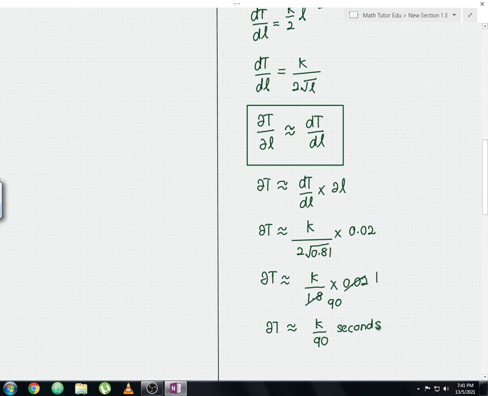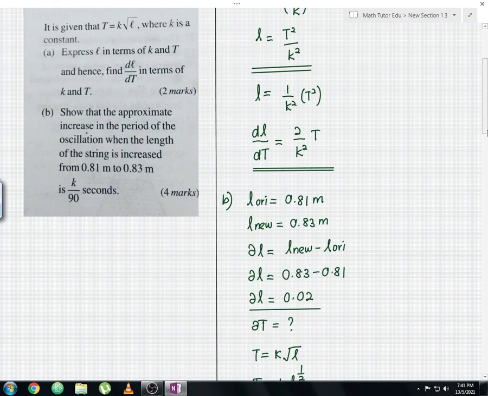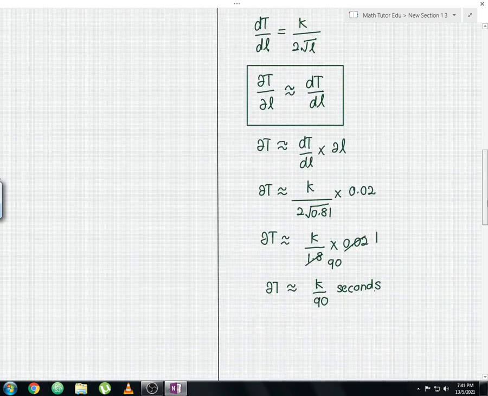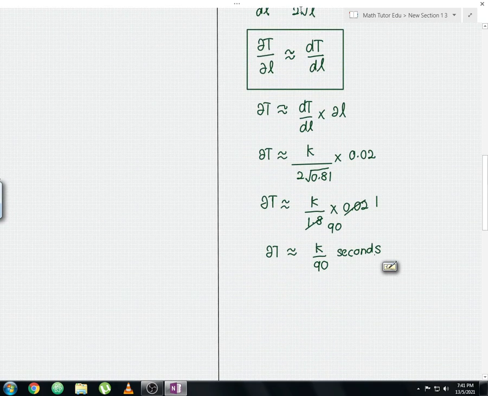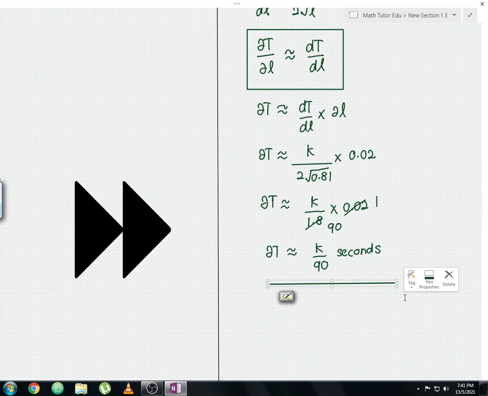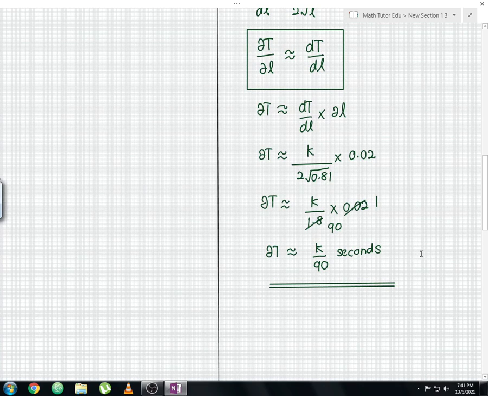We have successfully proved that our change of period is approximately k over 90 seconds, just like the question mentioned over here. It means that our answer is correct, guys. So let me underline the solution. Alright, so that is all for the step-by-step working and solution for this question.